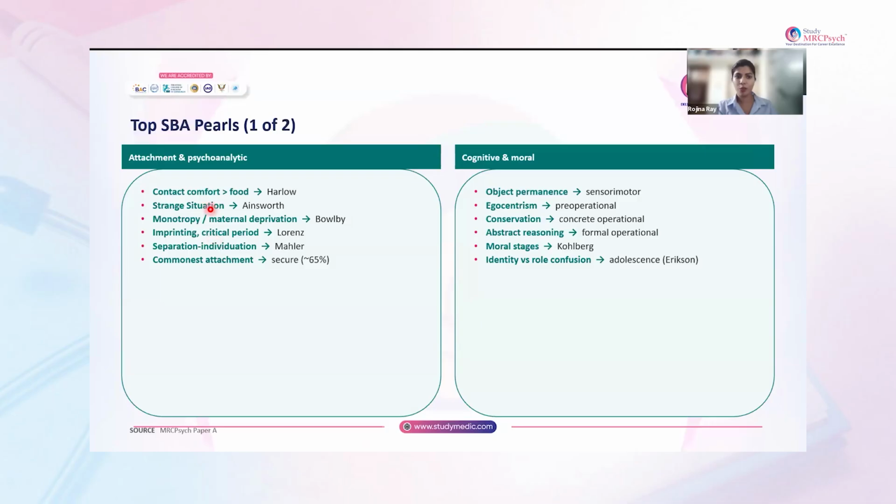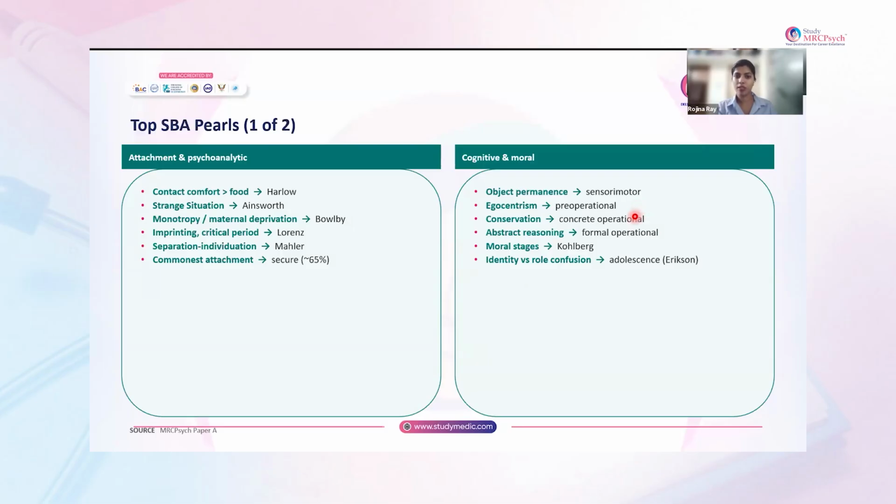So contact comfort more than food, Harlow. Strange situation proposed by Mary Ainsworth. The concept of monotropy and maternal deprivation by Bowlby. Imprinting in critical periods described by Konrad Lorenz. Separation-individuation theory by Margaret Mahler. Commonest attachment type, around 65%, is secure attachment. Object permanence is in the sensorimotor stage.